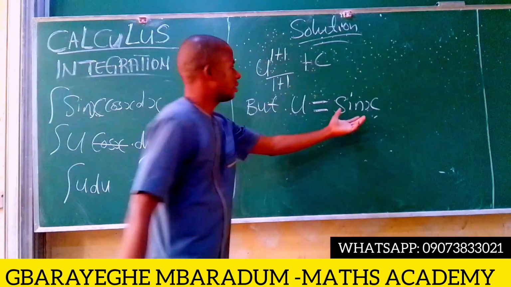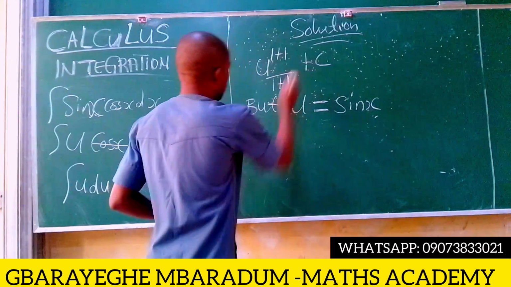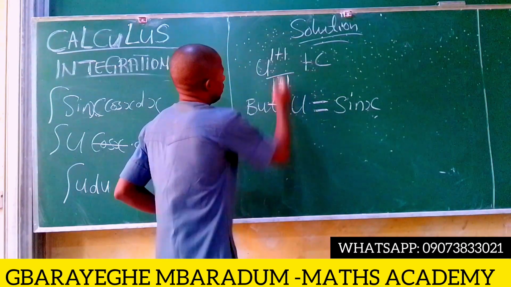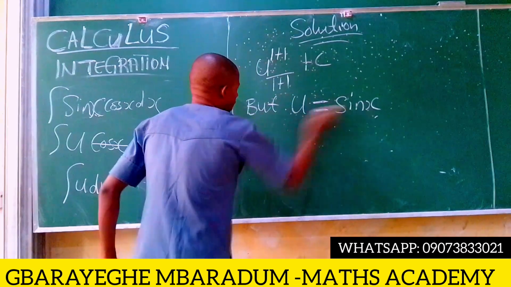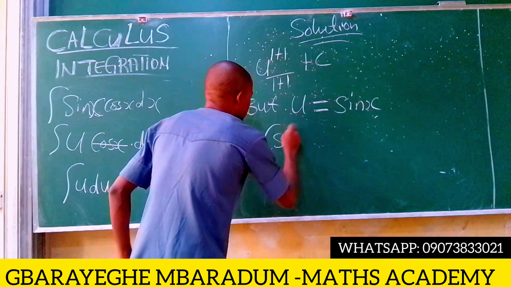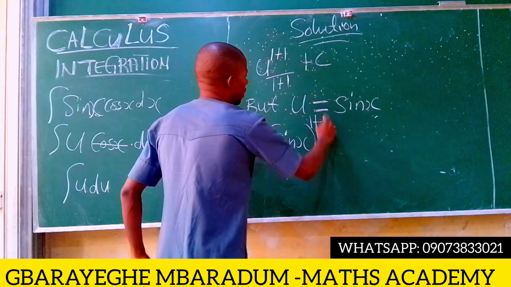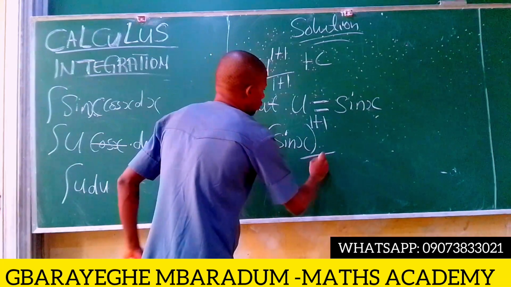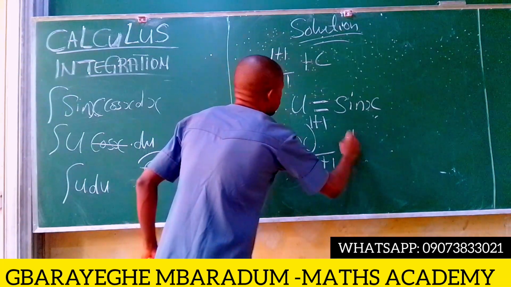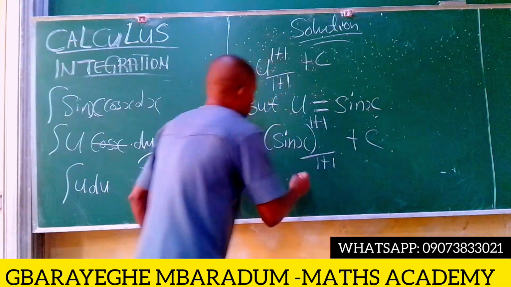Our u was what? Sin x, right? Now this becomes our final answer. Sin x, put what? This becomes sin x to the power of 1 plus 1, right? All over 1 plus 1, plus this c.